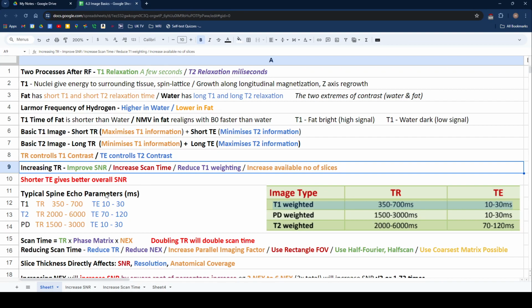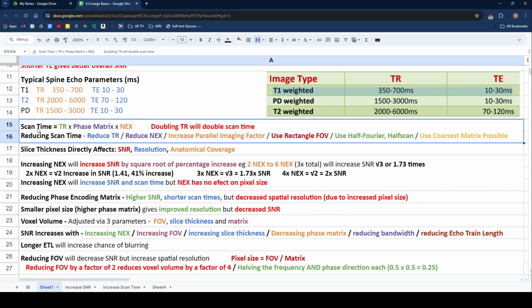So typical parameters for a T1, TR is going to be short, 350 to 700, TE 10 to 30 milliseconds. T2 you want long, so 2000 to 6000 with a TE of 70 to 120. And proton density, you have a TR of about 1500 to 3000, and a TE of 10 to 30. Again, here's some more ranges over here.